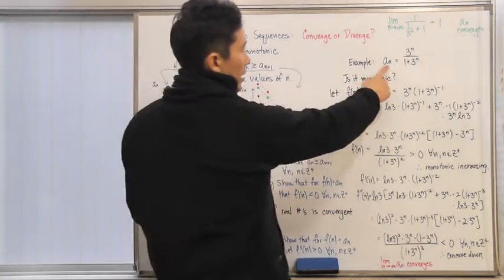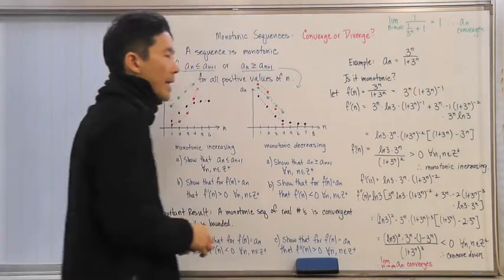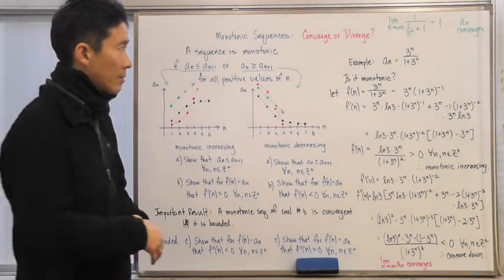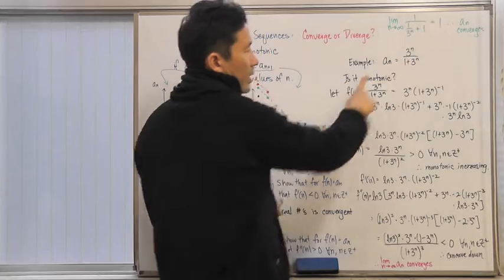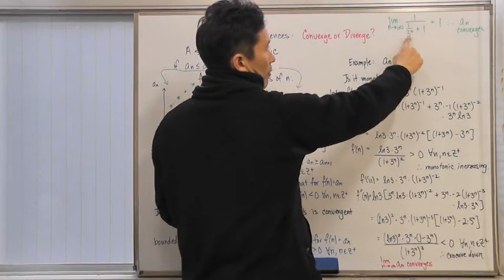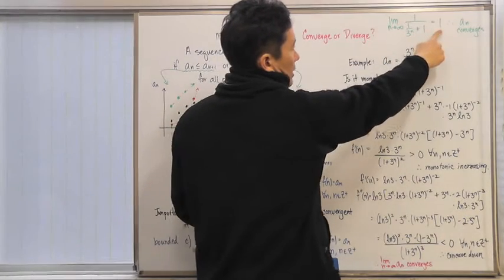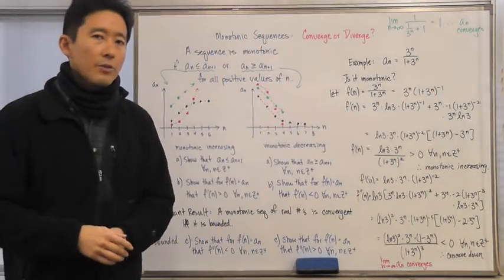Let's say, for example, a sub n is equal to 3 to the n divided by 1 plus 3 to the n. Question again is, does this converge or diverge? Well, very simply, we can say that the limit as n approaches infinity, if I divide everything by 3 raised to the n, I come out with 1 over 3 to the negative n plus 1. Of course, if we take the limit as n approaches infinity, this is going to be equal to 1, and therefore we know that a sub n converges.